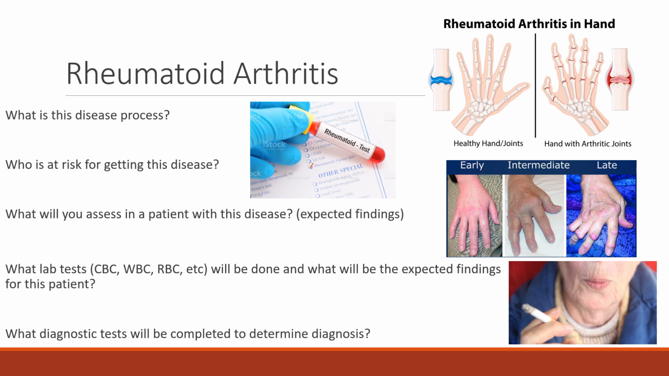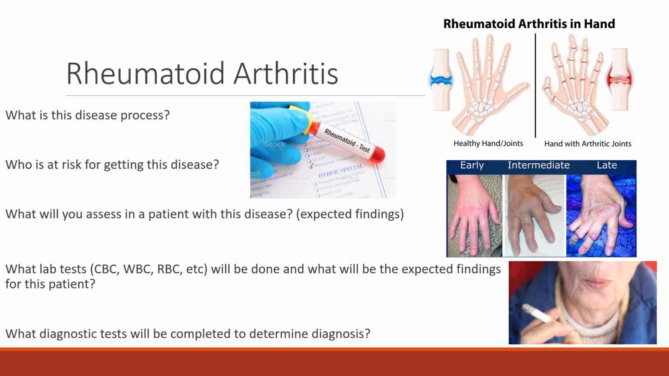So this is systemic. This is both left and right, okay? This is not just one limb over the other. They're going to have swelling, redness, pain at rest. They're going to be underweight, and it is going to be symmetrical, all right?